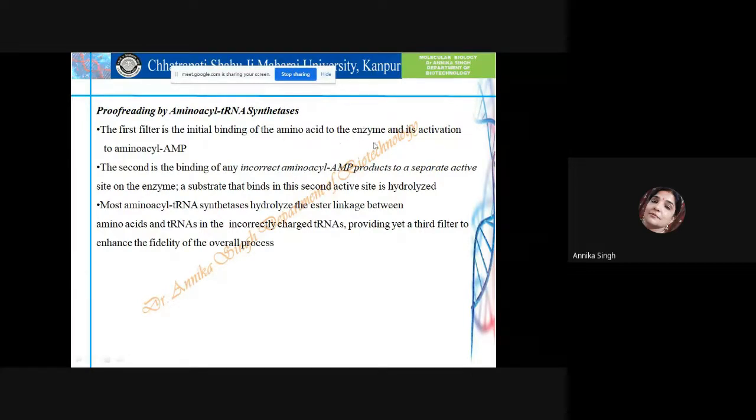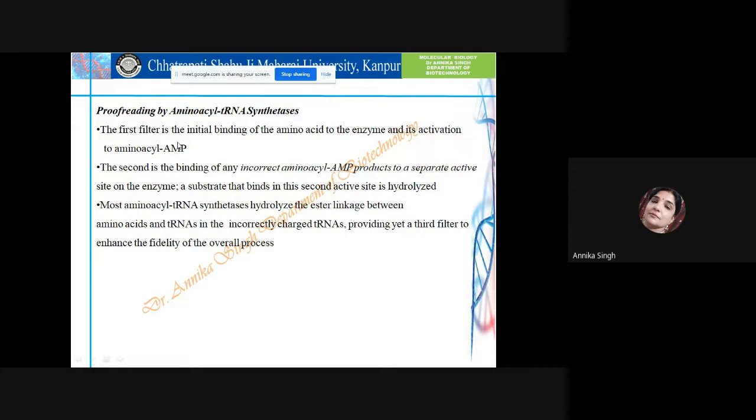Because each and every amino acid transfer RNA synthetase recognizes only a specific type of amino acid. So the first step is to recognize the specific amino acid, the binding of this amino acid to the specific binding site of the enzyme, and its activation to amino acid AMP.